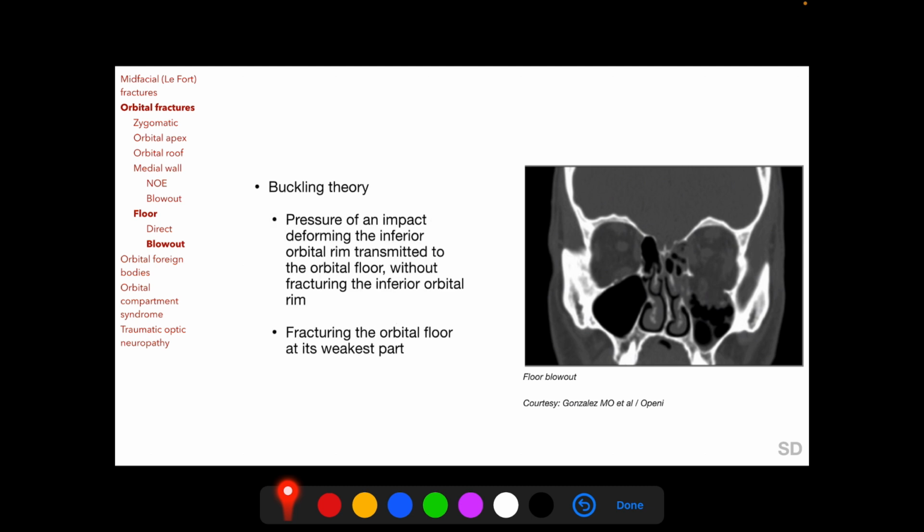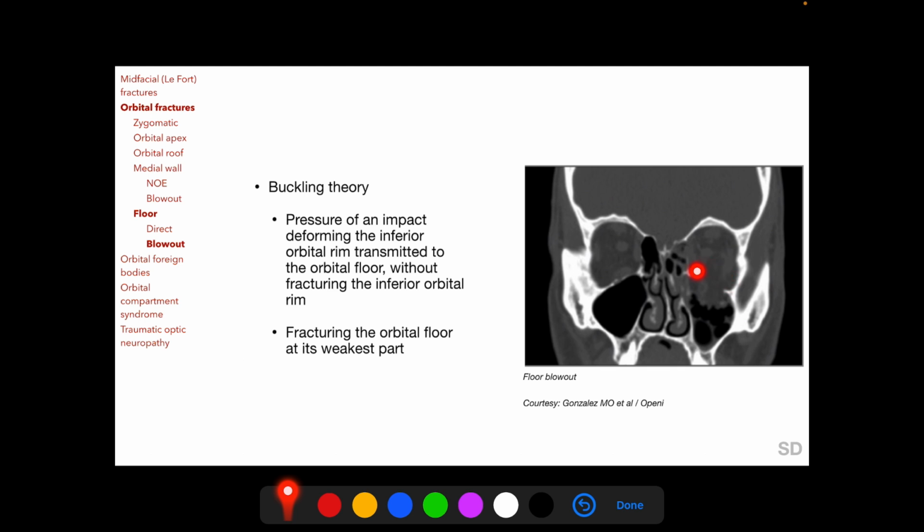The buckling theory states that the pressure of an impact deforming the inferior orbital rim is transmitted to the orbital floor without fracturing the inferior orbital rim. And this transmitted force then fractures the orbital floor at its weakest part, that is its posteromedial portion.